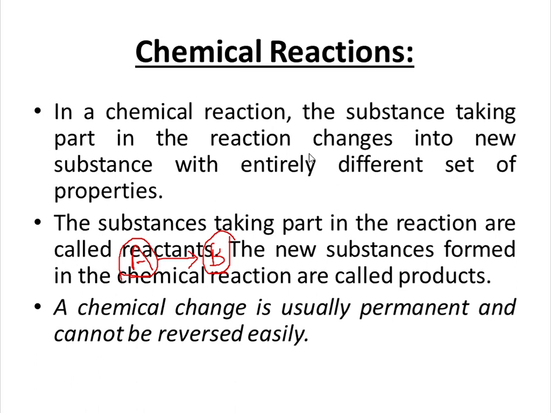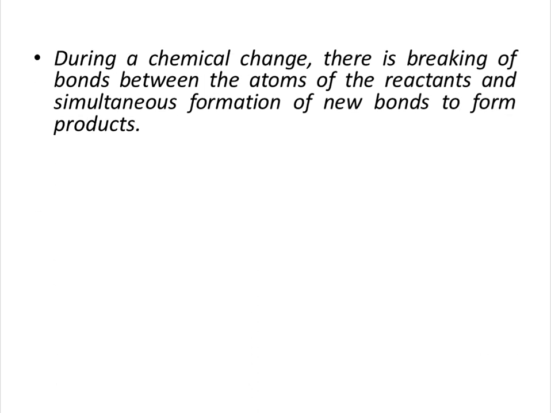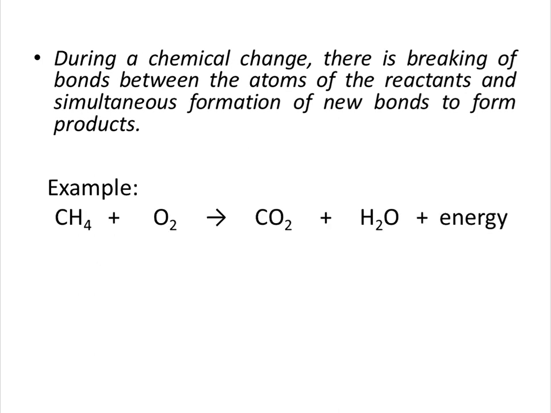So it is not so that chemical changes are always irreversible. If we give special conditions, then these can be reversed. But it is not easy to reverse them, right? We need to give a special condition, then only it can reverse. Now what happens during a chemical change? During a chemical change, there is breaking of bonds between the atoms of the reactants, and at the same time new bonds are formed, right?